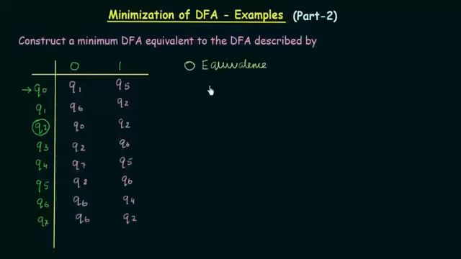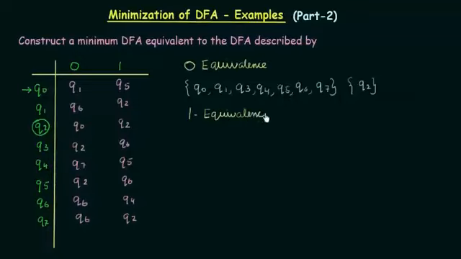Now how do I write the 0 equivalence? Writing 0 equivalence is very simple. Make two sets in which the first set will contain all the non-final states and the second set will contain all the final states. So here what are my non-final states? Q0, Q1, Q3, Q4, Q5, Q6 and Q7. And what are my final states? I have only one final state here, which is Q2, so I put it in another set. So we are done with 0 equivalence, and the next one is 1 equivalence.